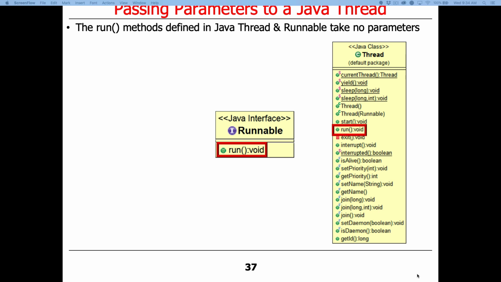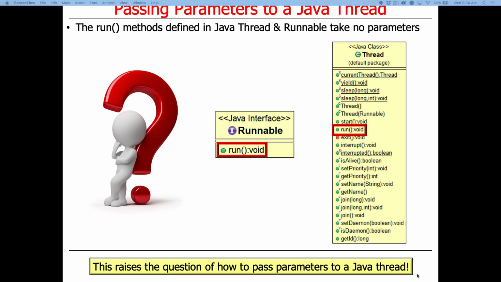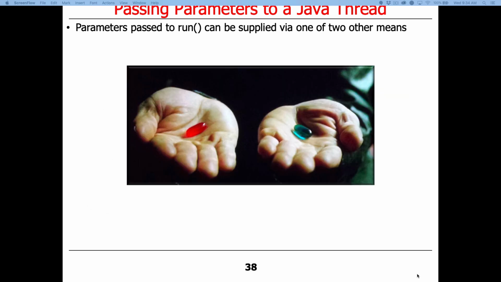So if you take a look, you can see Thread.run and Runnable.run take no parameters. At first glance, you might think, well, how the heck will I ever get any parameters to a thread? The run method doesn't take any arguments, so what can I do? It turns out that the answer is quite simple, and you just have to think more broadly about object-oriented programming in Java.